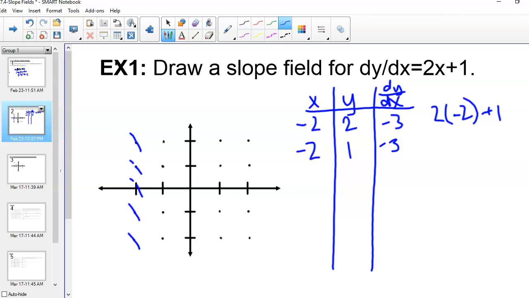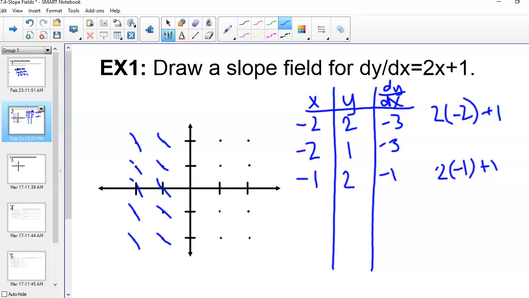So all of them have that same slope there. Then I can move over to the next point that I've got, negative 1, 2. And at negative 1, 2, I would take 2 times negative 1 plus 1, and that's going to give me negative 1. So I would have a slope of negative 1 at this point right here. And then I would just draw in all these other little slopes because the x-coordinate's the same at all these.